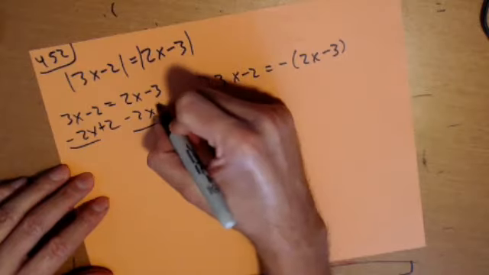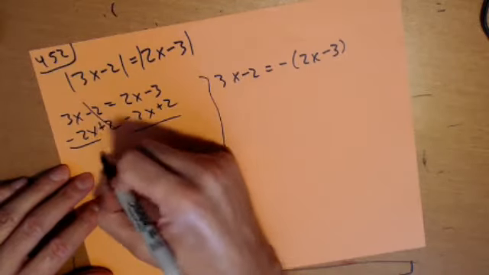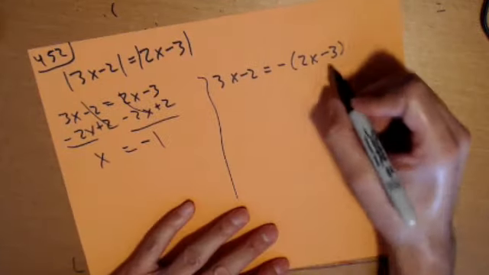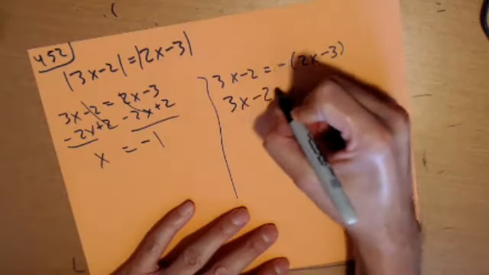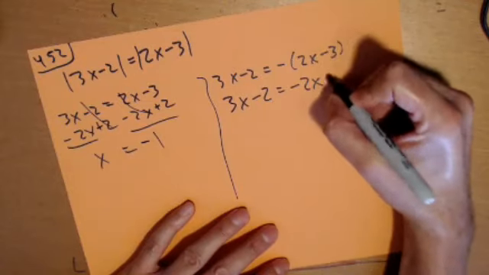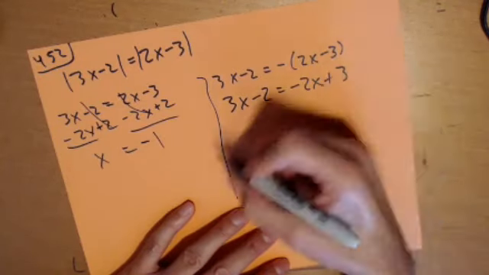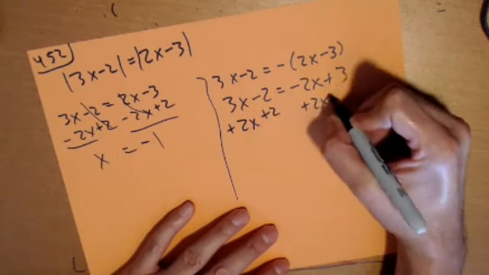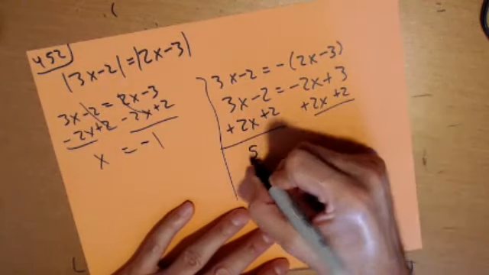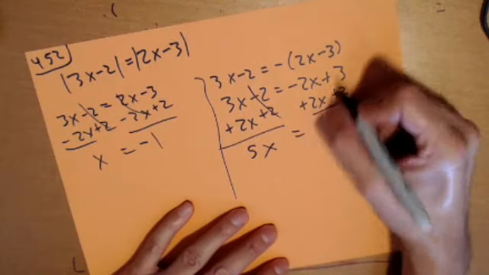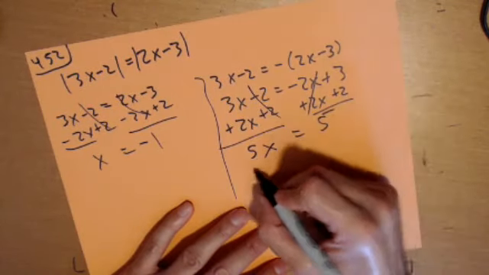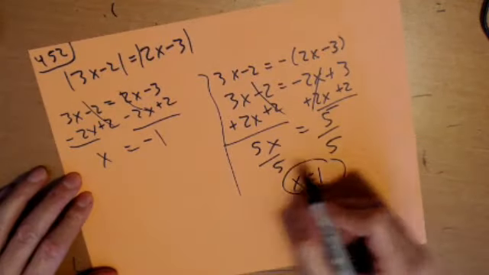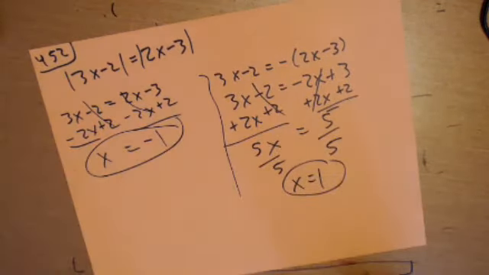Let me add 2. So bye-bye, boom, boom, bye-bye, negative 1. 3x minus 2 equals, distribute that minus sign to make it pretty. Okay, let's bring all the x's over, add 2x, so that means add 2, 5x, bye-bye, equals 5. I went a little fast, I know. So we get the answers of 1 and negative 1.